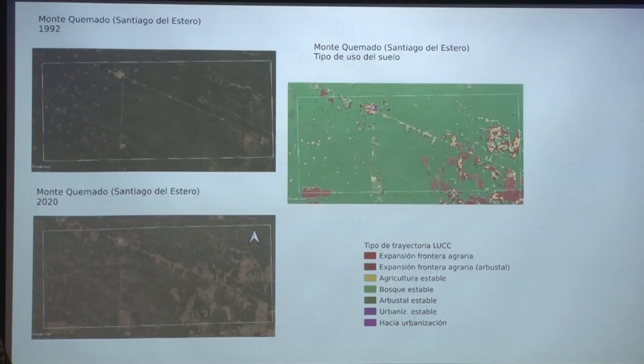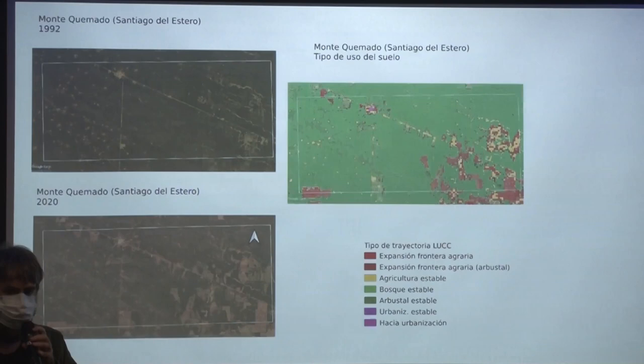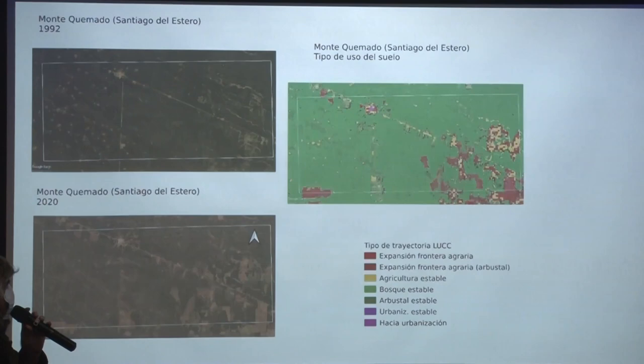And I'm not sure if you see, but over there are what we call puestos ganaderos, which are small farm households which breed livestock. So that's why they appear in yellow, because probably these are some pastures or some forage for feeding the livestock. All right. So I will be summing up right here.